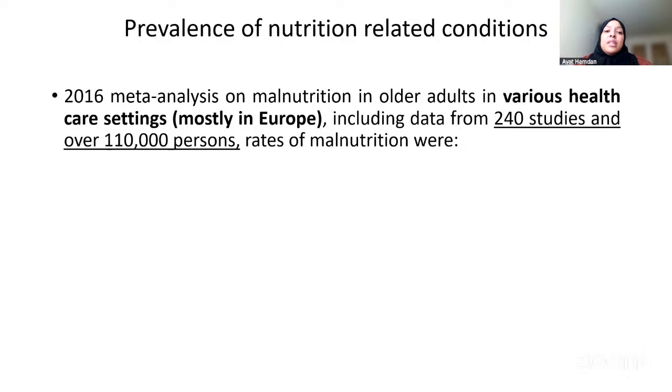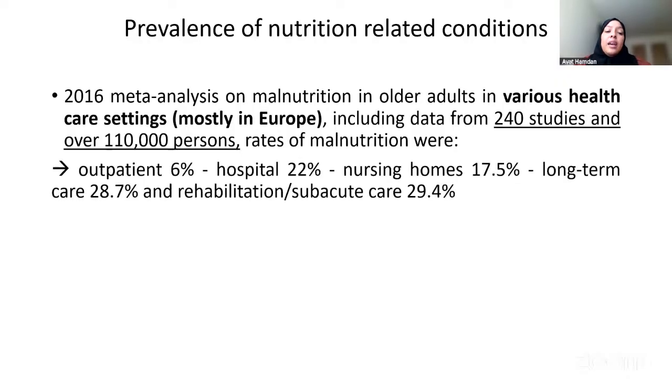If we want to talk about the prevalence of nutrition-related conditions, and mainly the malnutrition and undernutrition, a 2016 meta-analysis showed that in various care settings, so they took 240 studies over 110,000 patients, the rates of malnutrition in those older adults were as follows. In the outpatient setting, 6% of the patients were having some sort of malnutrition. In the hospital setting, 22%. In nursing homes, around 17.5%. In long-term care, 28%. And in rehabilitation settings, the percentage were around 29%.